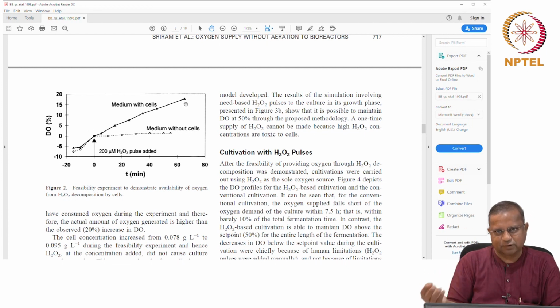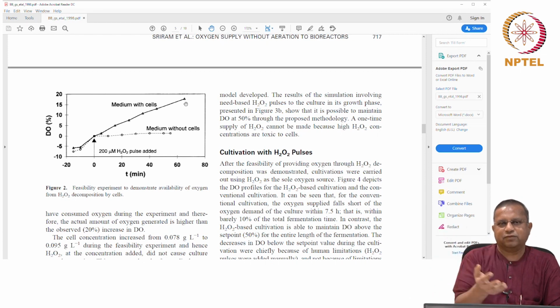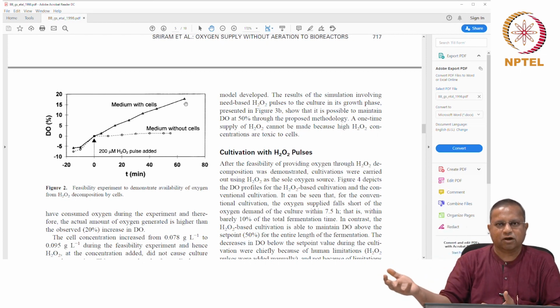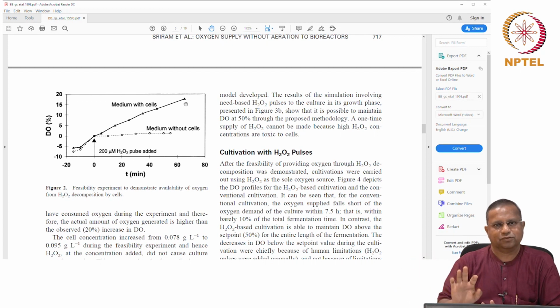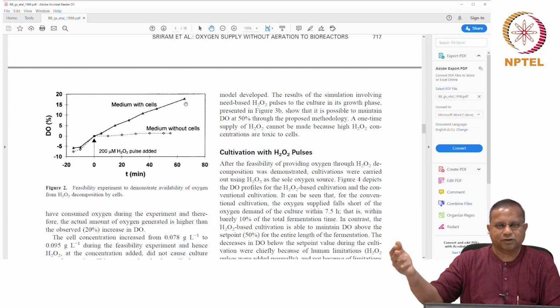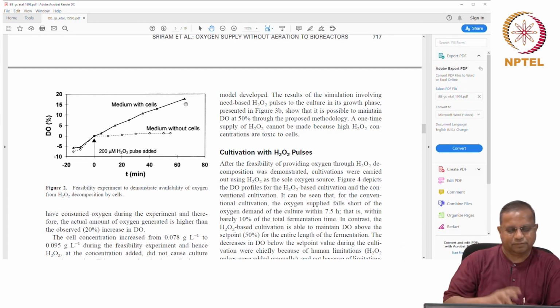As soon as we added the pulse, the DO level went up. This very clearly told us that the oxygen is becoming available in the broth. We thought oxygen is becoming available immediately in the broth, which the cells can take up.